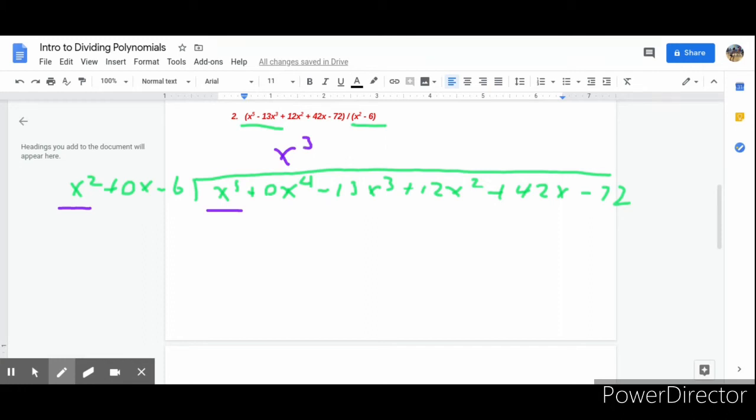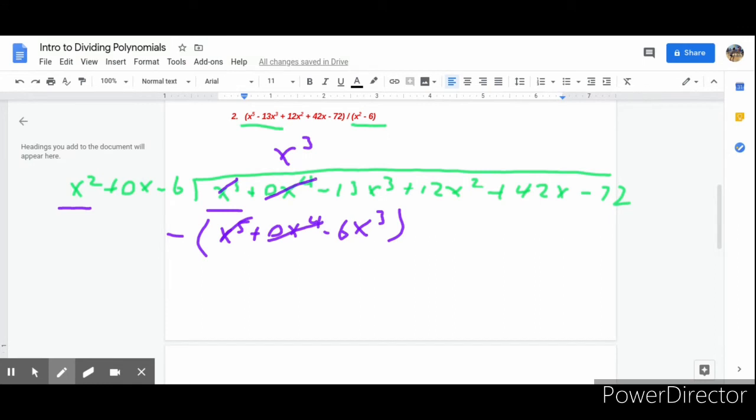So now we multiply x cubed by the whole thing, which is x squared plus 0x minus 6. So let's do that. x cubed times x squared equals x to the fifth. x cubed times 0x equals 0x to the fourth. And x cubed times negative 6 equals negative 6x cubed. So we subtract this. As you see, these x to the fifth will cancel out, and the 0x to the fourth will cancel out.